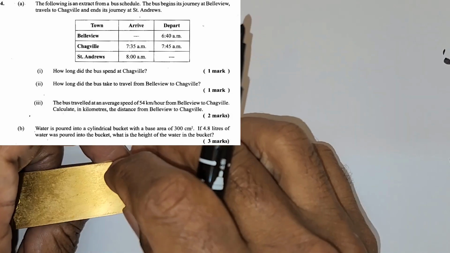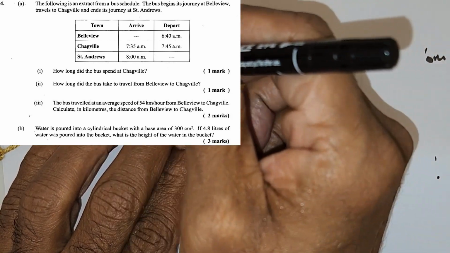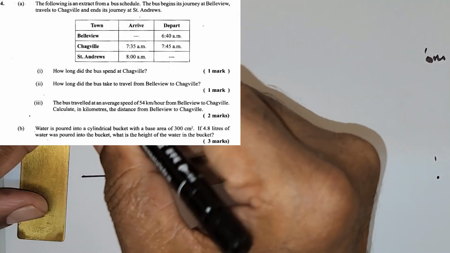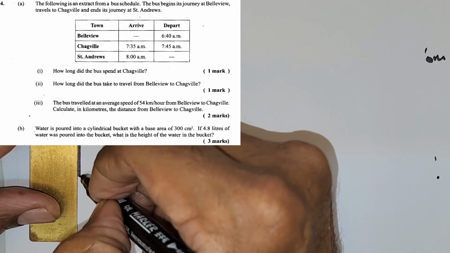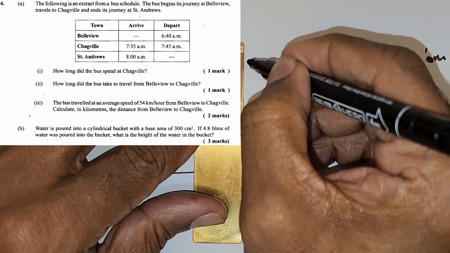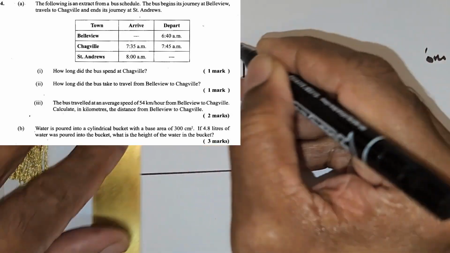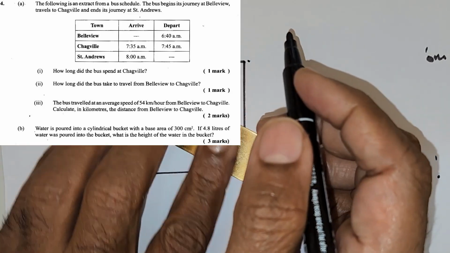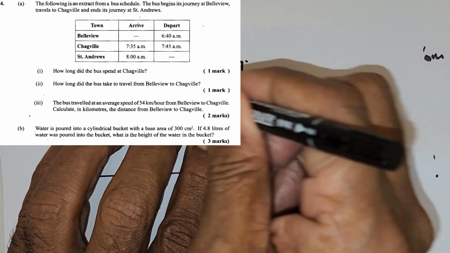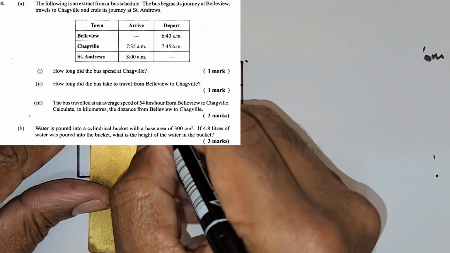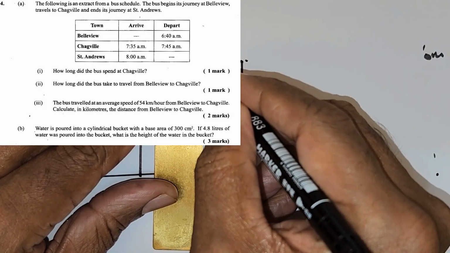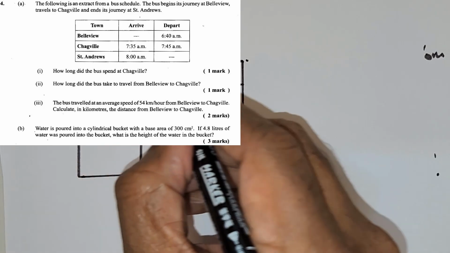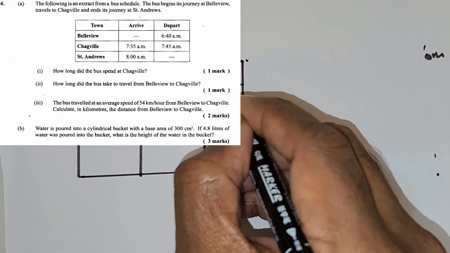This is question number 4. We are given a table. Let me draw the table. This is the time schedule or the timetable for a certain bus. So you've got the town, and you have arrive and depart.